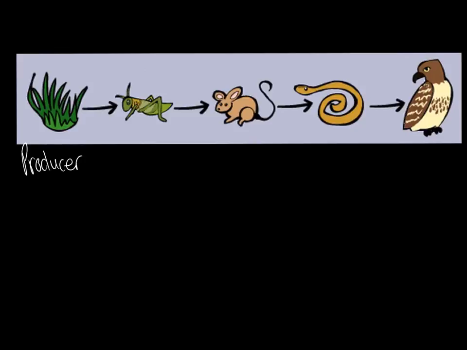What about the grasshopper? How would we label the grasshopper? Great job. The grasshopper would be known as a consumer. Why a consumer? Great job. It has to consume other organisms to get its energy. In this case, the grasshopper is consuming the producer. So pretty much anything after the producer is going to be considered a consumer. They all consume another organism.